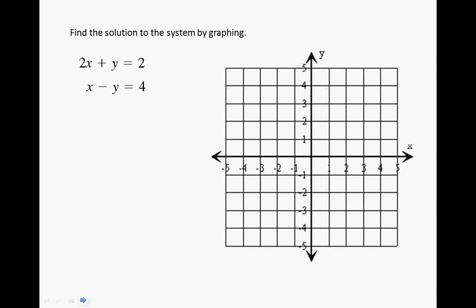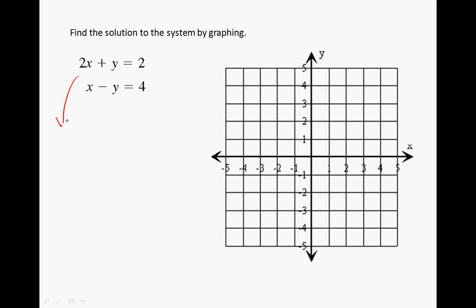Okay, I'm going to choose to graph these two equations by putting them into slope-intercept form. Remember, we learned 3 different ways to graph linear equations. We learned how to make a table, how to use slope-intercept, and how to use the x and y intercepts. You pick the way you want to graph it. It doesn't really matter to me. I just want you to be able to graph it.